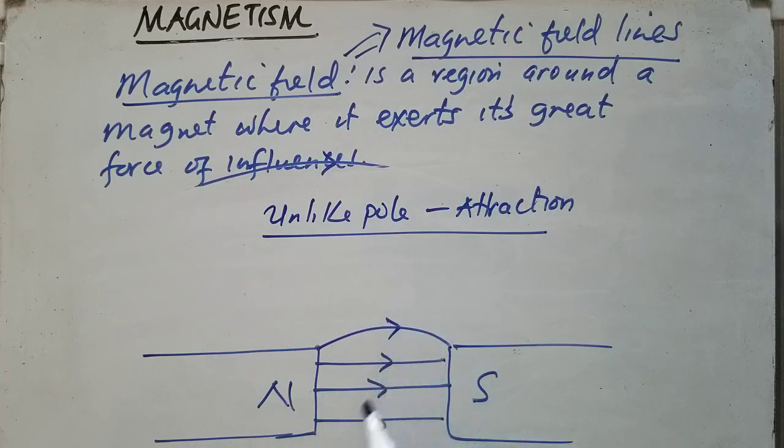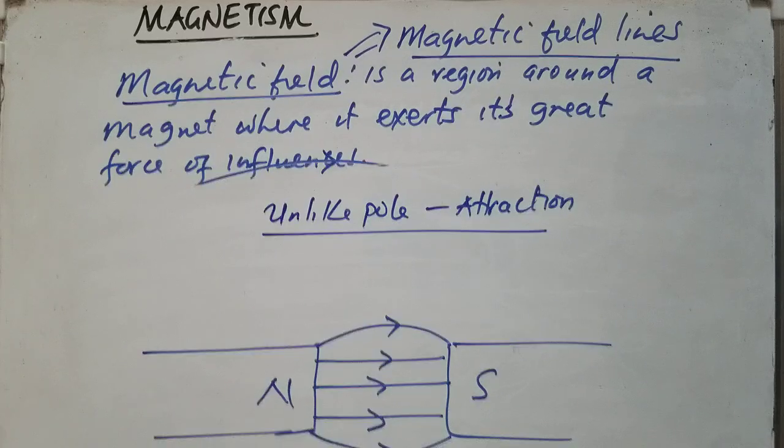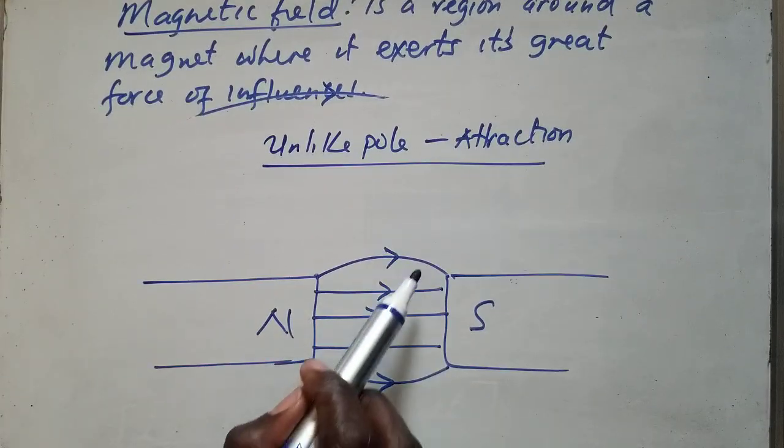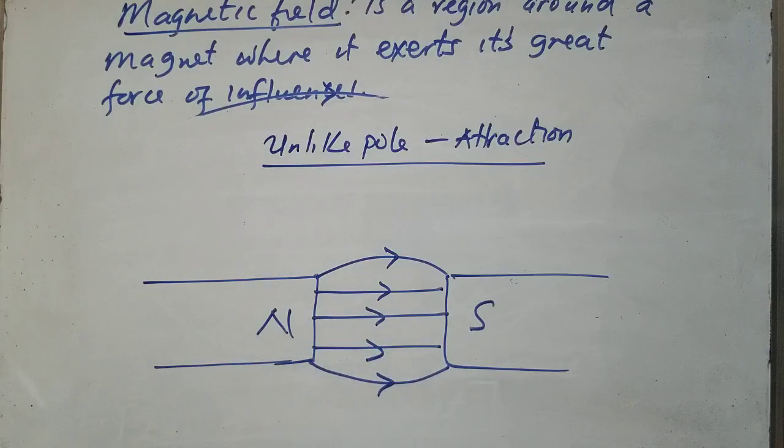They'll run from the north to the south. And that's what you need to remember. Why? Because there's going to be attraction that is going to exist. So the direction of the arrows will always tell you the direction in which the magnetic fields are moving.